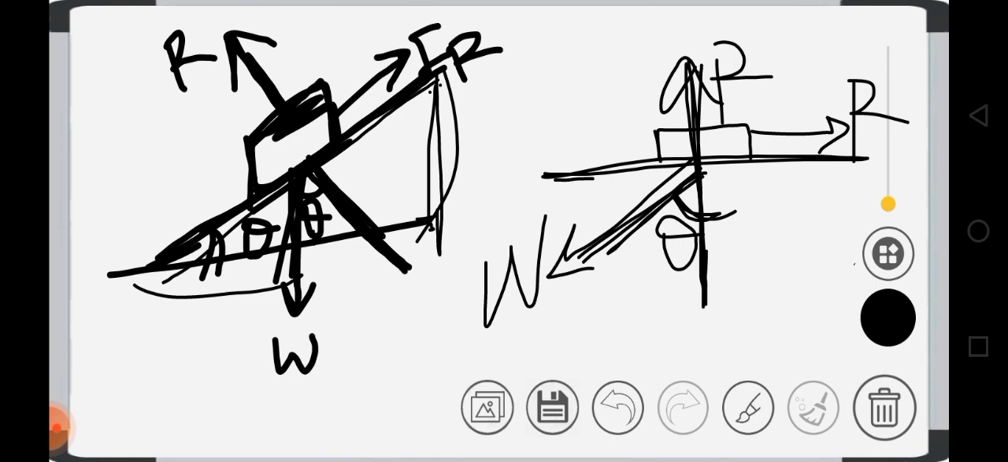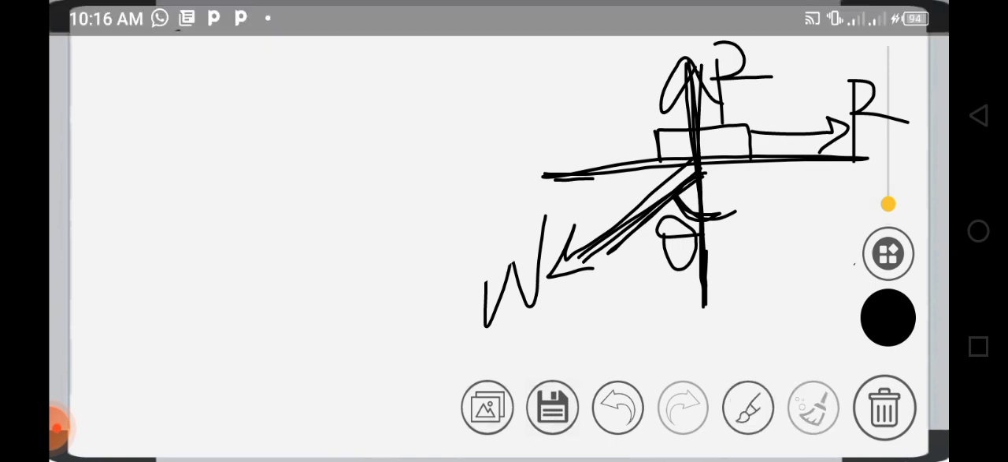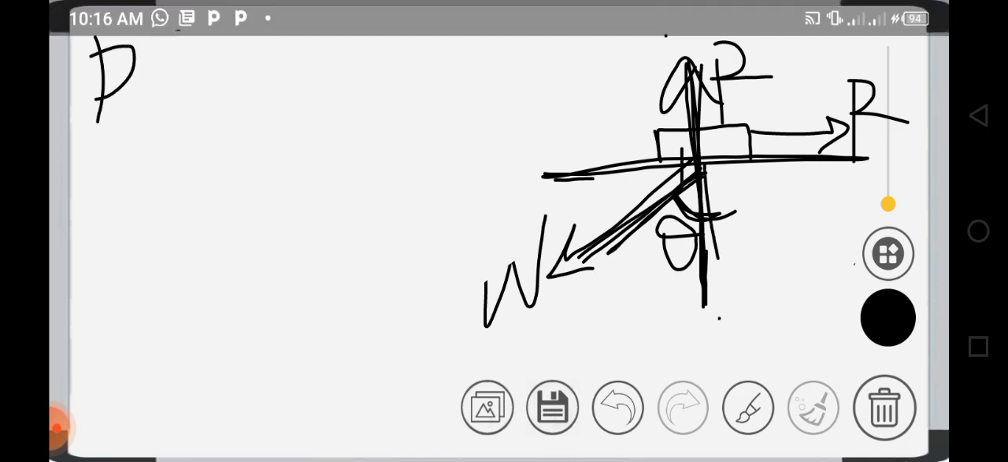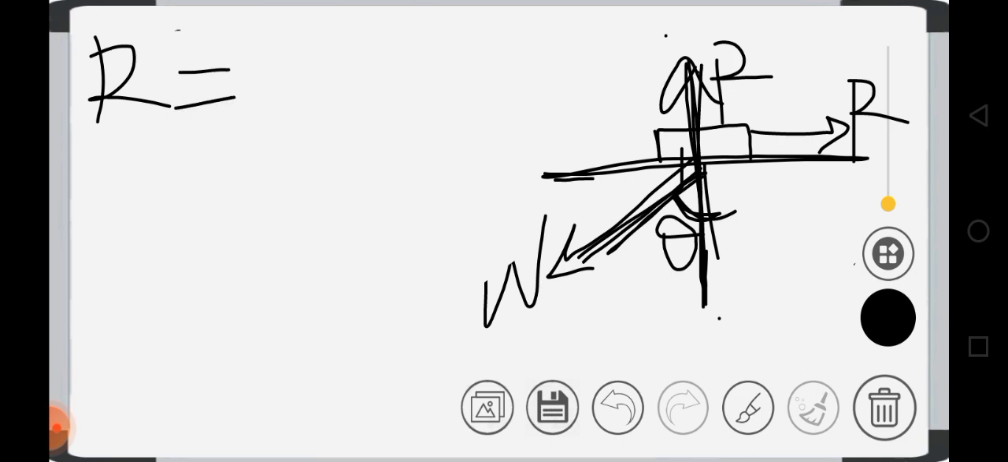Although this question can be solved in a very short way, I just want to explain the relation of forces. Let me quickly show you how to resolve forces here. Let's resolve this W now. Remember, upward force will be equal to downward force. So R will be equal to the downward force.